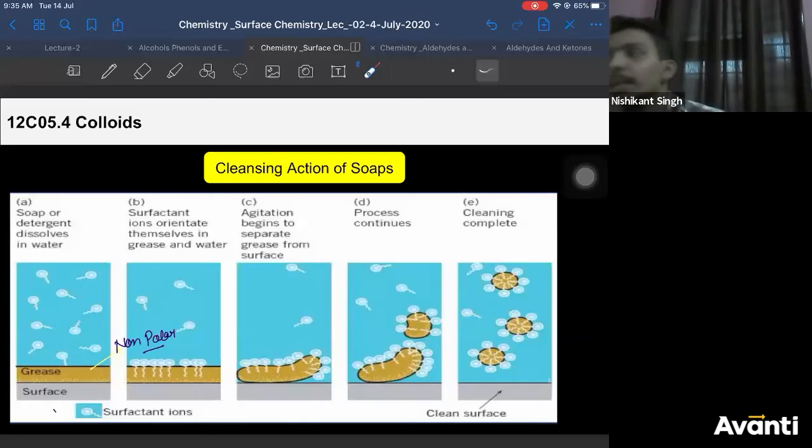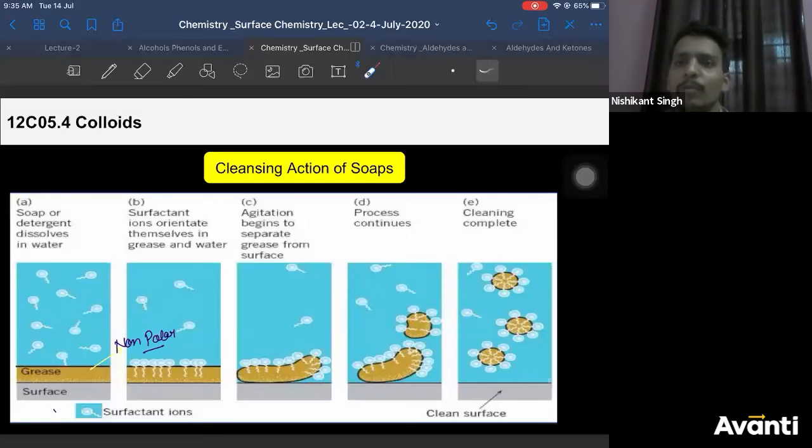The difference between detergent and soap is that one is biodegradable, the other is not. Soaps are biodegradable, detergents are not. That is the major difference. Rest everything remains the same: the function, the mechanism. But detergents have better properties than soaps. They have more tendency to decrease the surface tension. They are better cleansing agents than soaps. That is another advantage. CMC values are low, and they can even be used in hard water. So that is the difference between them.